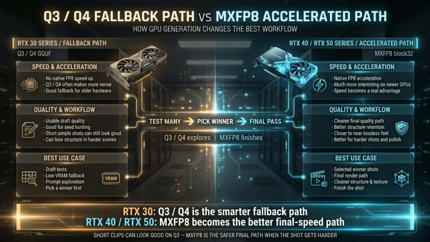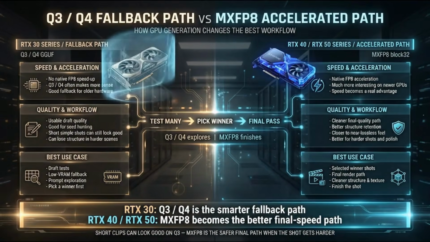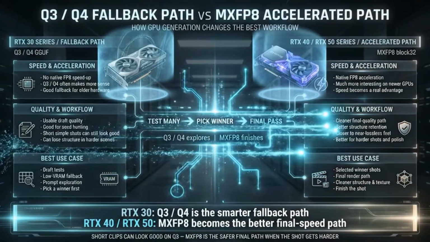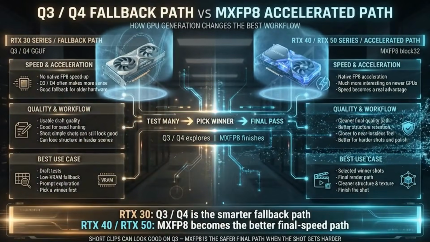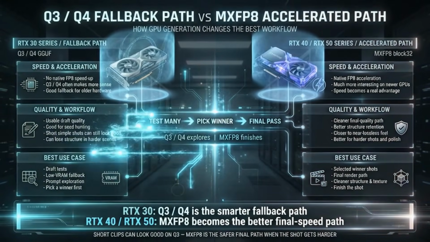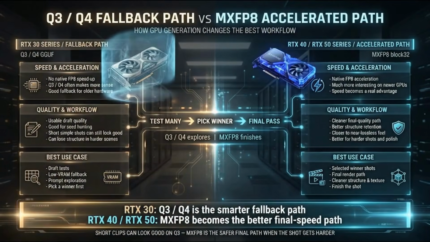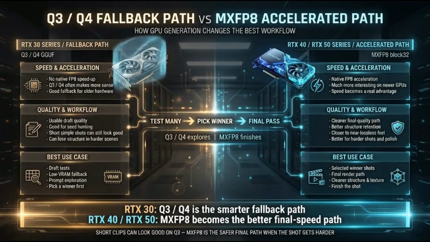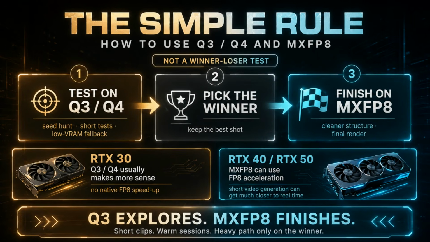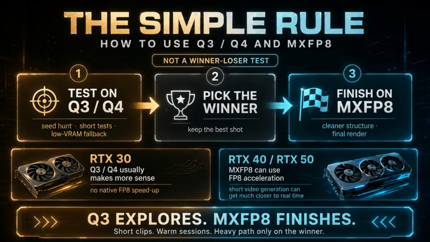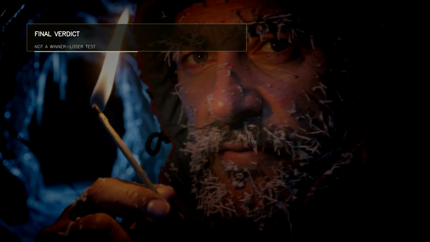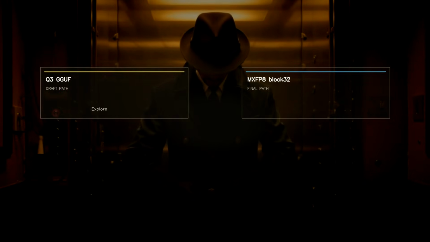On RTX 30, Q3 or Q4 is usually the smarter fallback. There is no native FP8 speedup, so MXFP8 may not feel much faster. But on RTX 40 and RTX 50, the answer changes. MXFP8 can use FP8 acceleration, and that can turn short video generation from painfully slow into something much closer to real time.